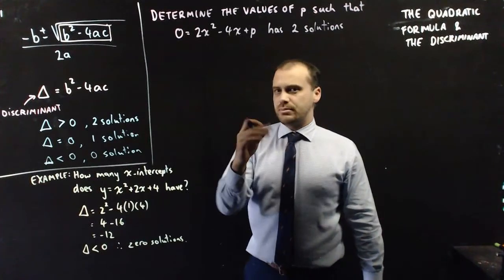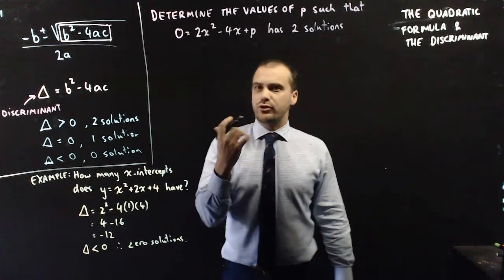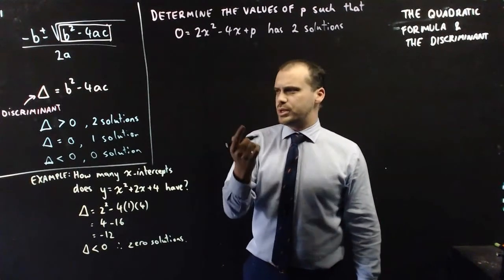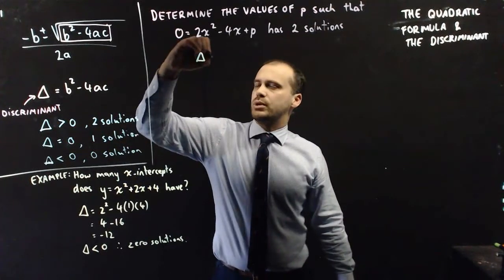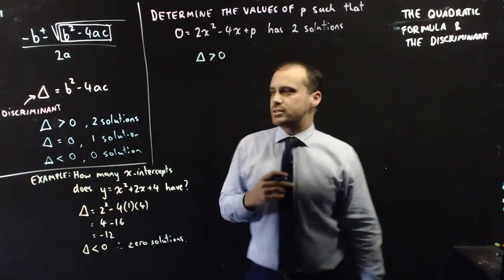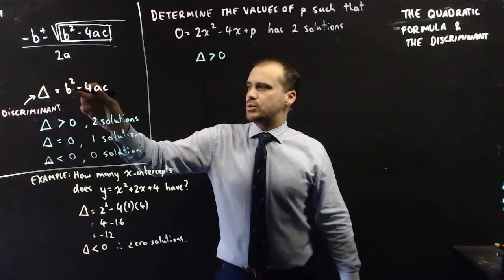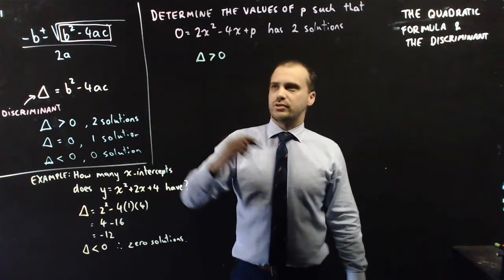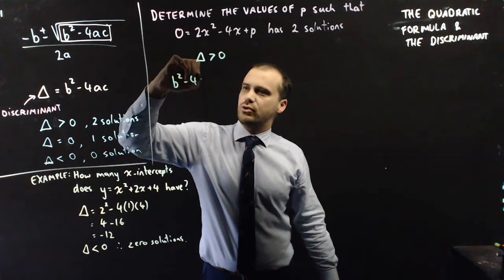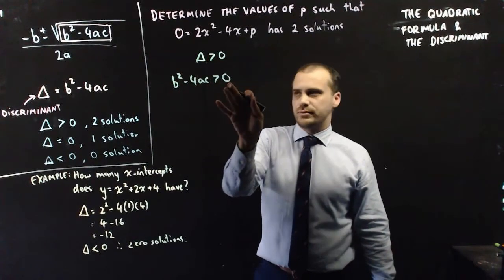Now this is a slightly different question. It's a bit tricky, but we can get there. We need this to have 2 solutions. Now, for it to have 2 solutions, what do we know? We know that the discriminant needs to be greater than 0. Now, we know that the discriminant is equal to b squared minus 4ac. So let's substitute b squared minus 4ac for our discriminant. We need that to be greater than 0.